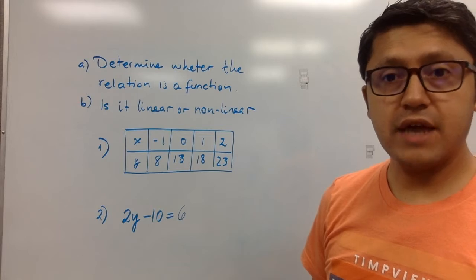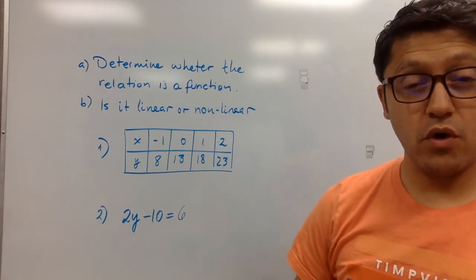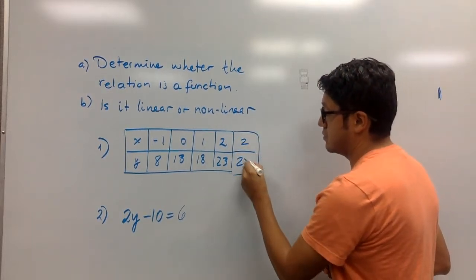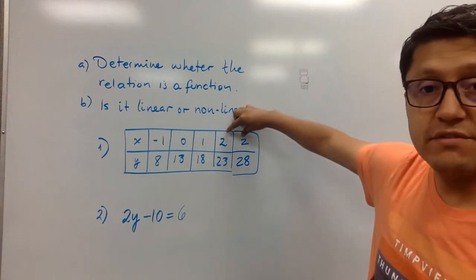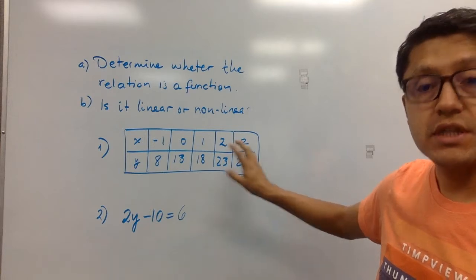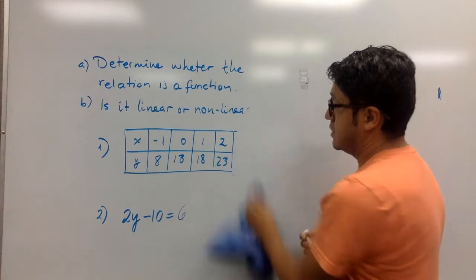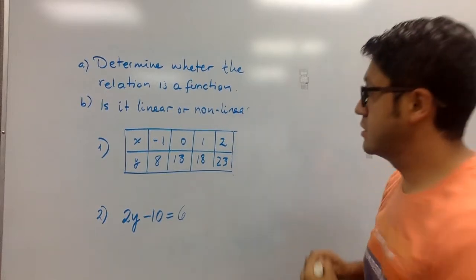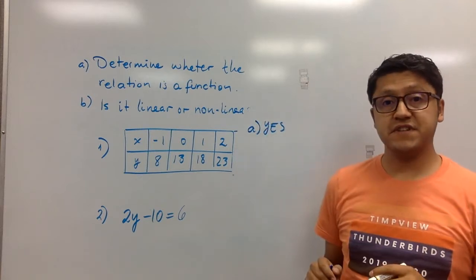When would that not be a function? Let me give you an example and then I'll move on, right? This is an example where you have the same input, an input with two different outputs. That would not be a function, okay? But we do have a function here. So for A, yes, it is a function.